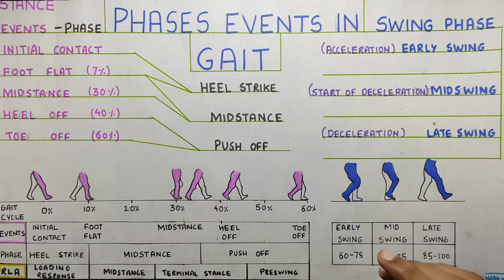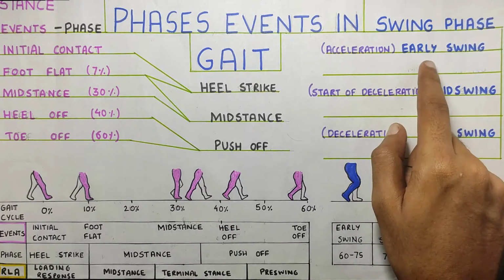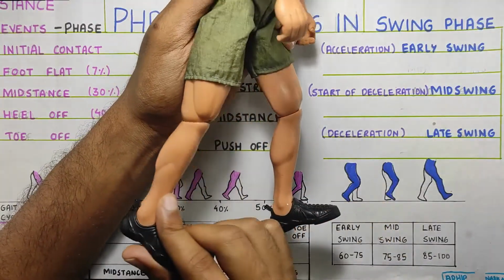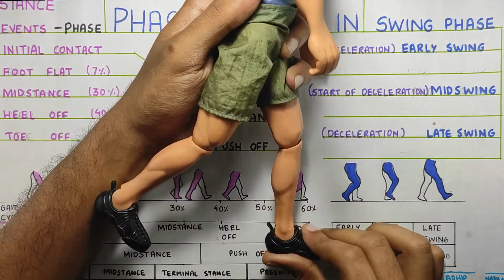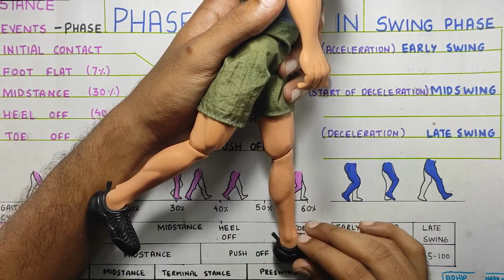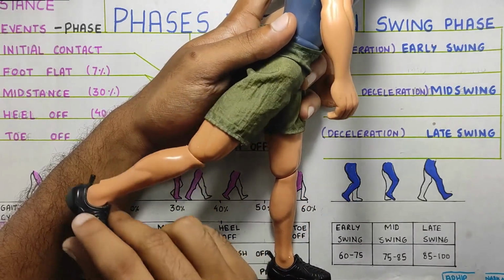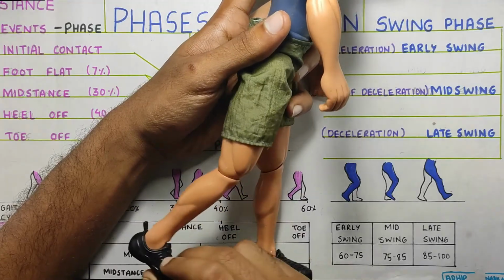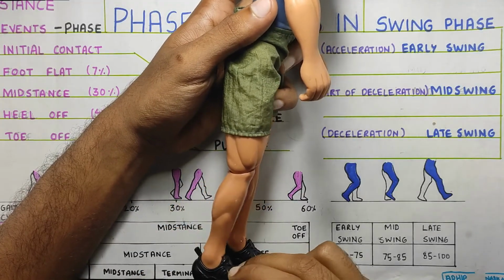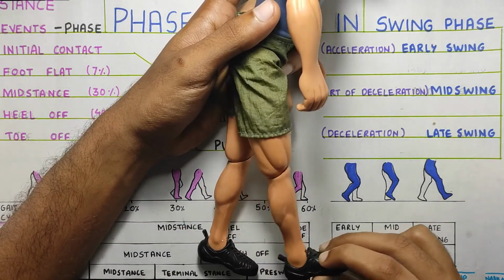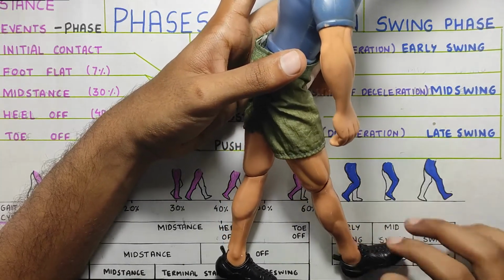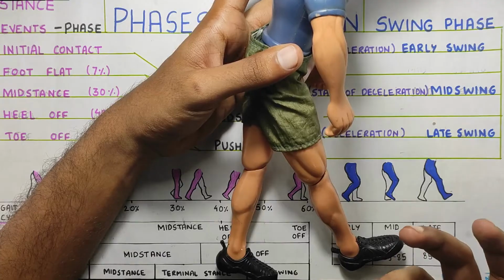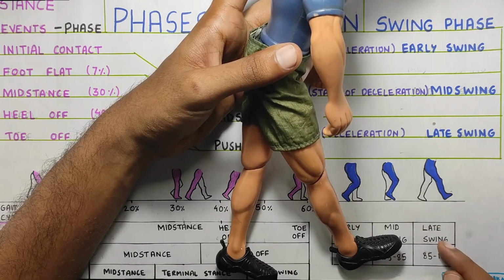Now about the swings, there is the early swing where you start accelerating your foot. If you take right foot over here, okay, so once you start weight bearing on your other foot, you will start swinging your other foot, right? So that is the early swing. Then there is the mid swing where you will start slowing down slowly, and then finally you will slow it down so that you can do the heel strike for the next phase, right? For the next cycle, I mean. So that is your late swing.